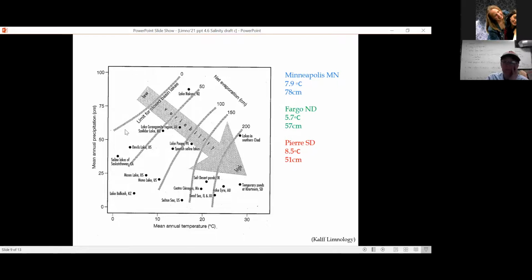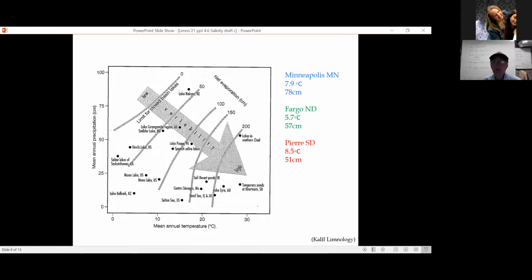So you can see on this diagram that for the Minneapolis weather, the annual climate here, we're really at the low probability for having closed basin saline lakes. You get up to Fargo, and now you're talking a higher probability. You've run across this line, and now you're more likely.